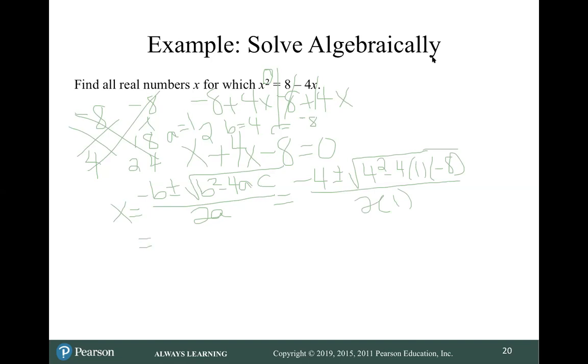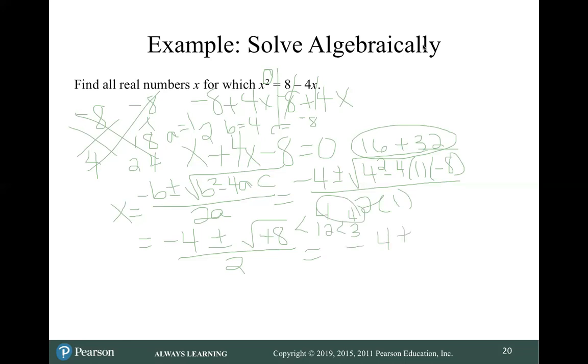So this gives us -4 plus or minus, that's 16 plus 32. 16 plus 32 gives us 48, all divided by 2. The square root of 48, that's 4 times 12. 12 is 4 times 3. So that reduces to -4 plus or minus 4 times the square root of 3, over 2.